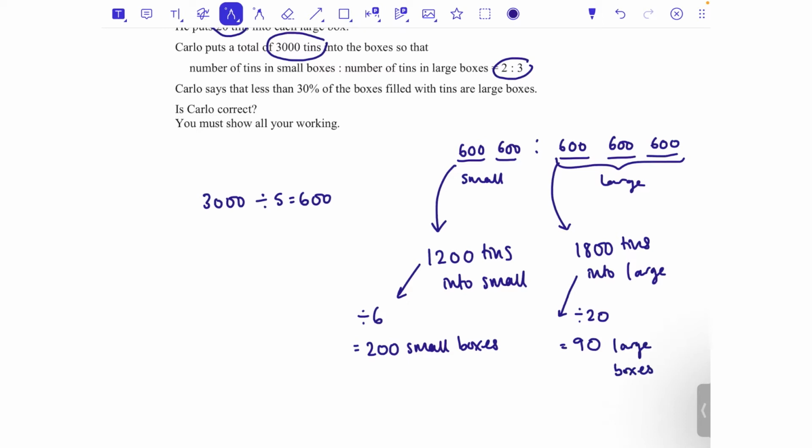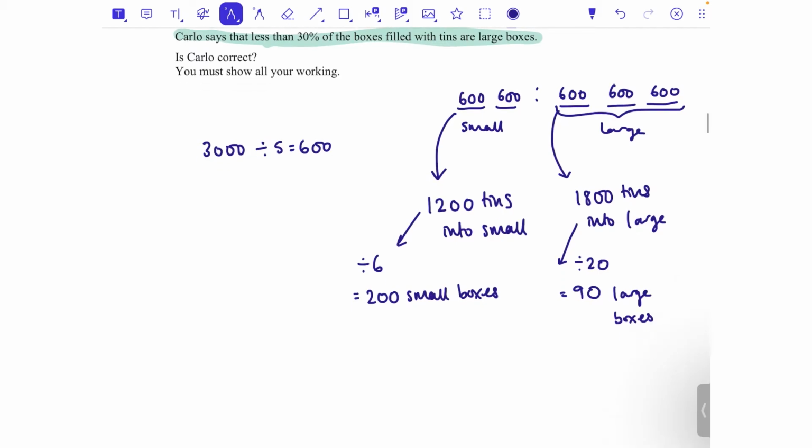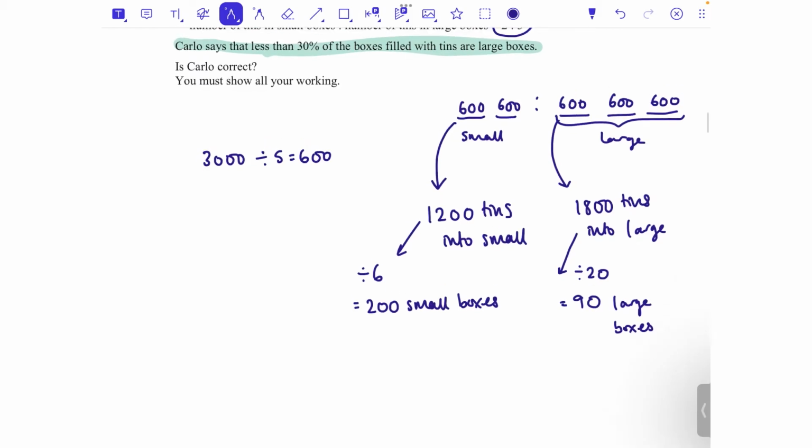Great. It then says that Carlo says that less than 30% of the boxes filled with tins are large boxes. Is Carlo correct? So we need to know, is 90 30% of the total number of boxes? So there's 290 boxes in total. 90 out of 290, to get that as a percentage, we just times it by 100. So if I type that in my calculator, 90 on the top, come down, 290 on the bottom, times by 100, that is 31.03%.